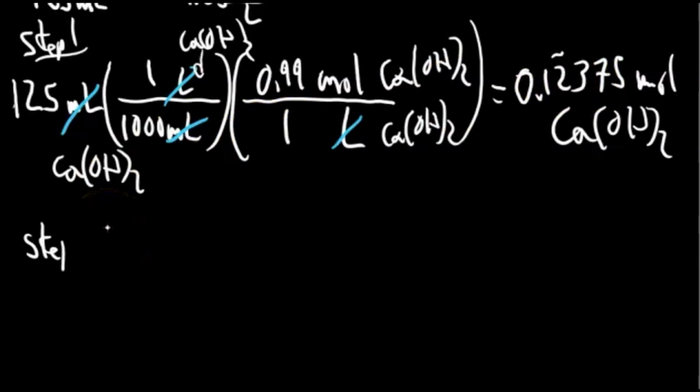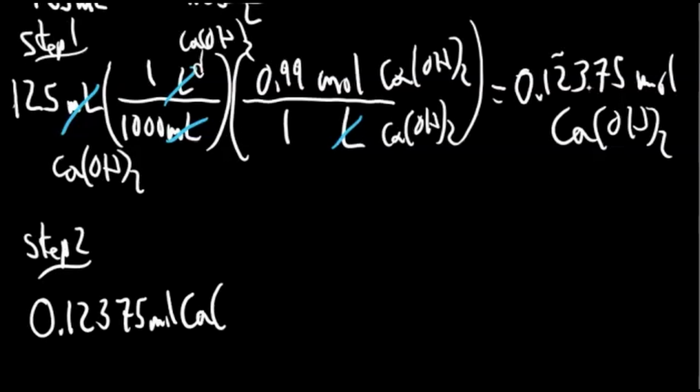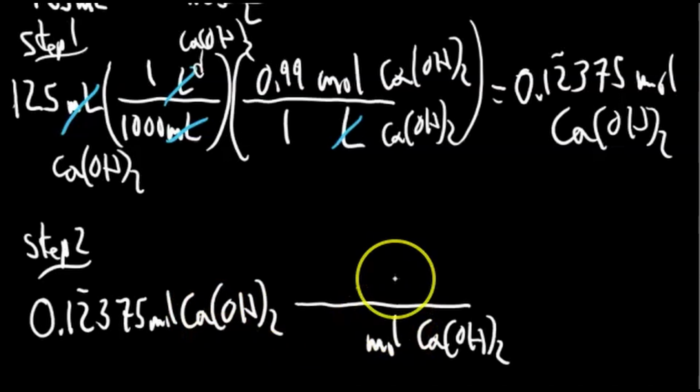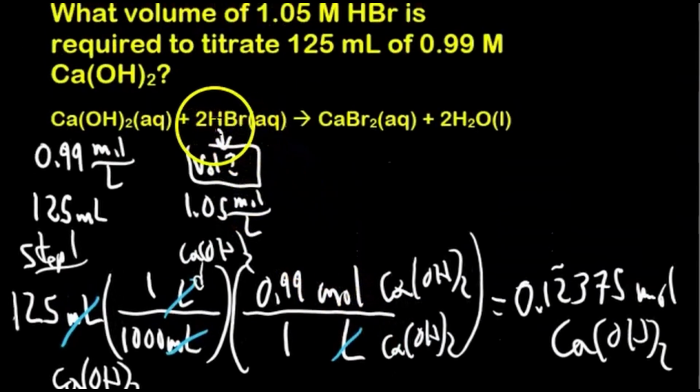Step 2 is moles of our desired. So now we use the answer from the previous step, moles of our given, to calculate the next one. We'll start off with 0.12375 moles of Ca(OH)2. This is only significant to 2 decimal places. Now we want moles of our given to cancel out, so we want moles of Ca(OH)2 down here. And we want moles of our desired, so moles of HBr.